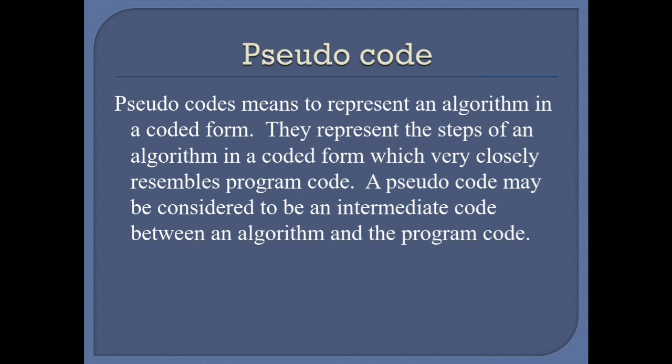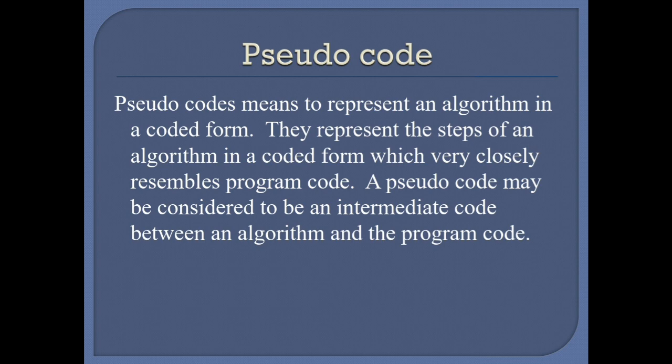An algorithm is nothing but a step-by-step procedure for solving a specific problem. For solving any problem, we need to divide that problem into smaller steps and, by using those steps, solve the problem. That procedure is known as an algorithm. The representation of an algorithm in a coded format is known as pseudocode. It represents the steps of an algorithm in a coded form which closely resembles program code. Whatever the algorithm is translated into coded format, that is known as pseudocode.